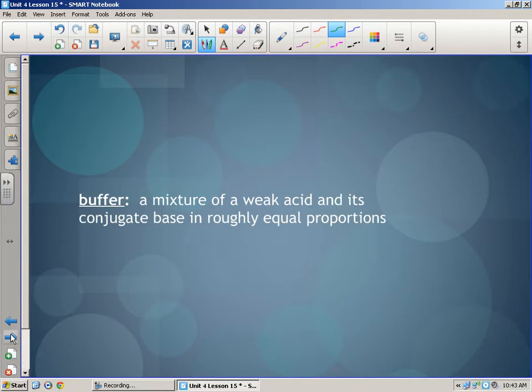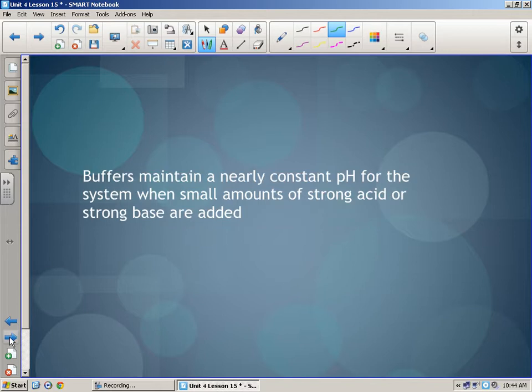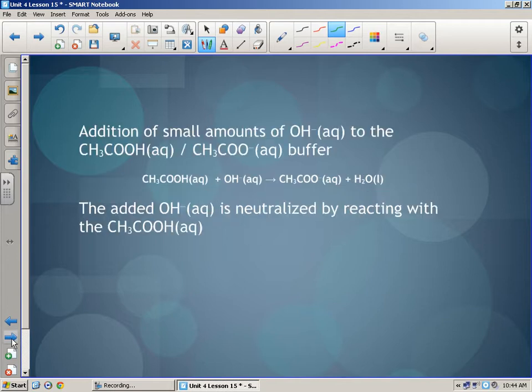A buffer is a mixture of a weak acid and its conjugate base in roughly equal proportions, all right? Buffers maintain a nearly constant pH for the system when small amounts of a strong acid or base are added or reacted. Now, it doesn't have to be the acid with a strong base. It might be the opposite. It might be, of course, the base with a strong acid, or vice versa, right?